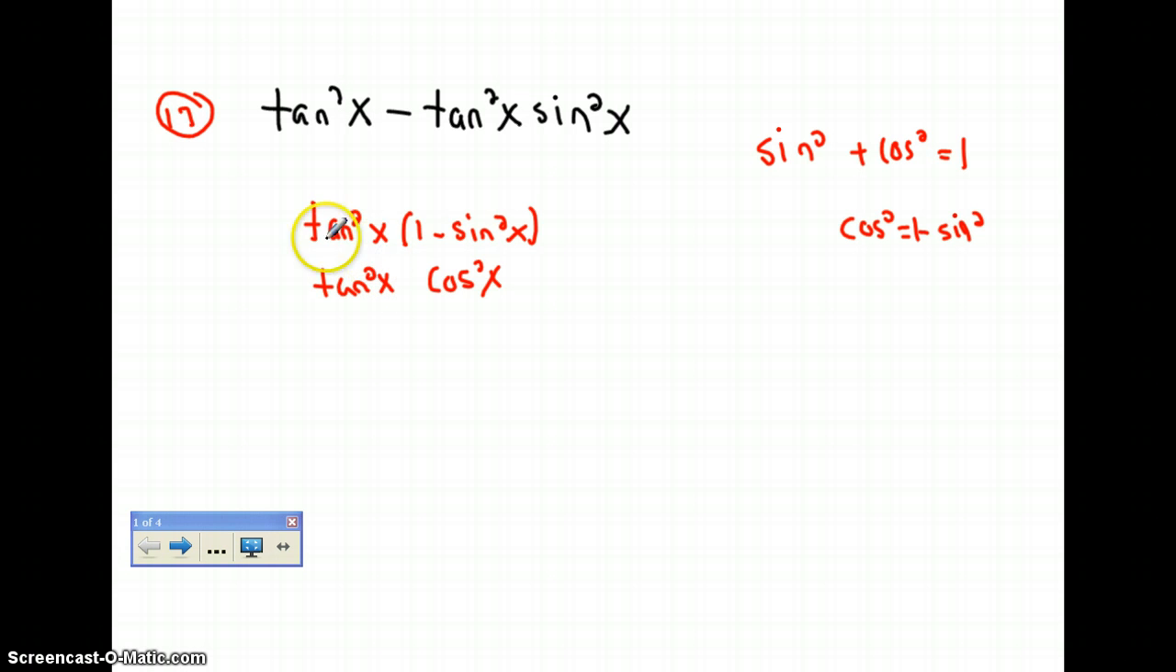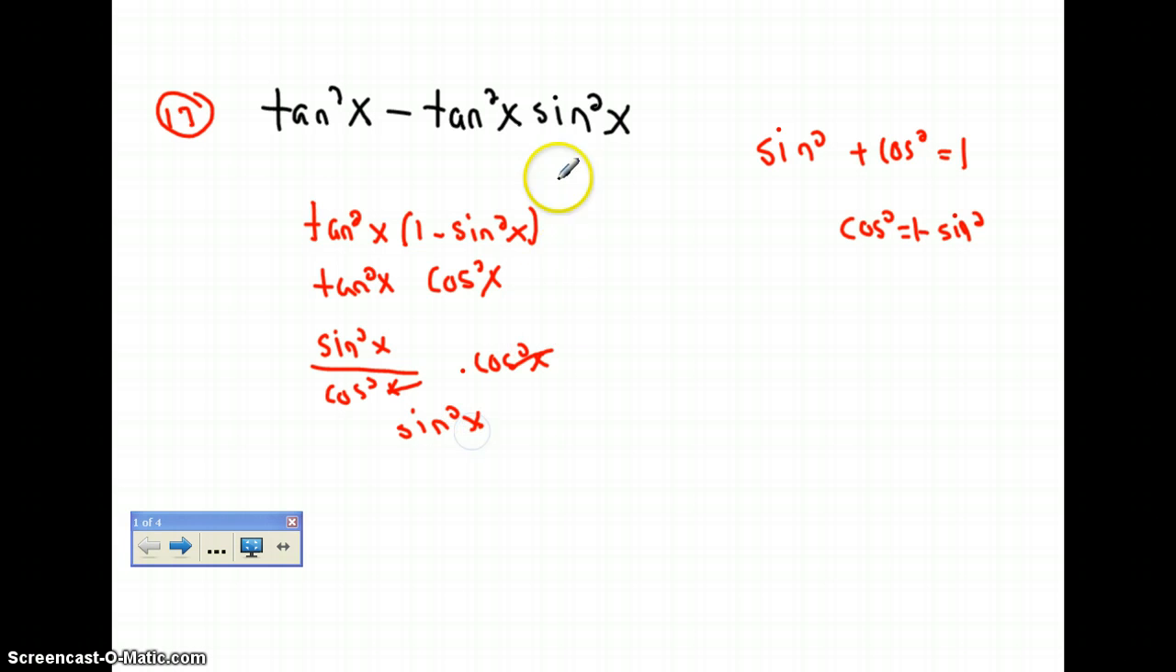If I think about it, do I know anything else about tan squared? Well, I do know that it's sine squared x over cosine squared x. It's being multiplied by cosine squared x. So both of those cancel, and I'm left with sine squared x.